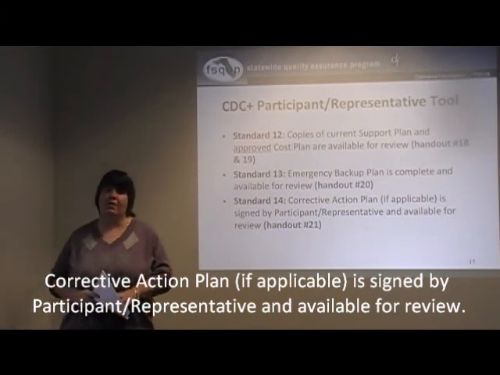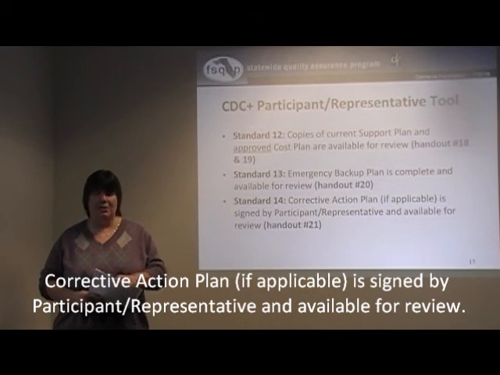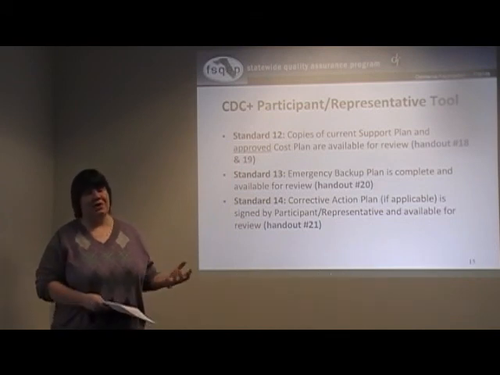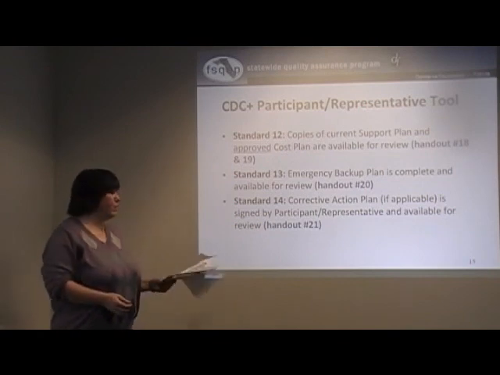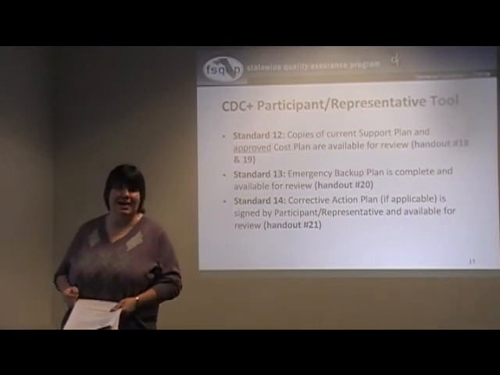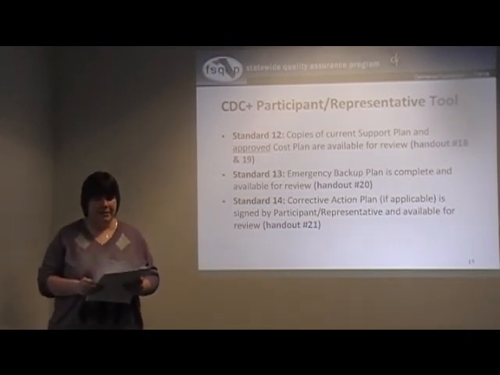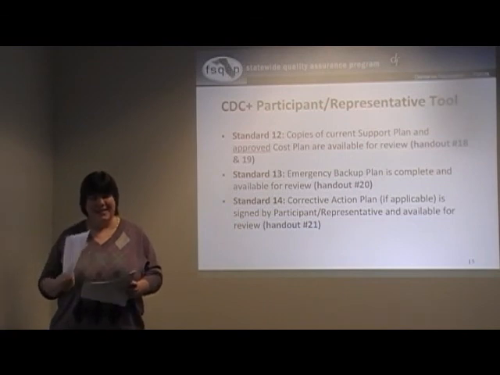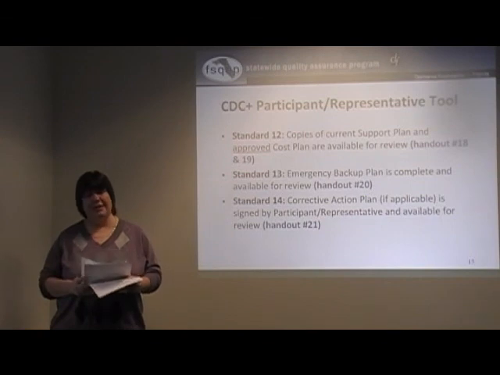One of the things the program has to do for accountability is have a corrective action plan that they can put in place. If you're somebody who is under corrective action, we're going to want to see a copy of that corrective action plan. Oftentimes, we don't find a lot of representatives on corrective action, so we're often scoring this as an NA. But again, if it's something that you do have, we're going to want to see a copy of it. Handout number 21 is a sample, an example of the form off of the CDC Plus website of what a corrective action plan is.